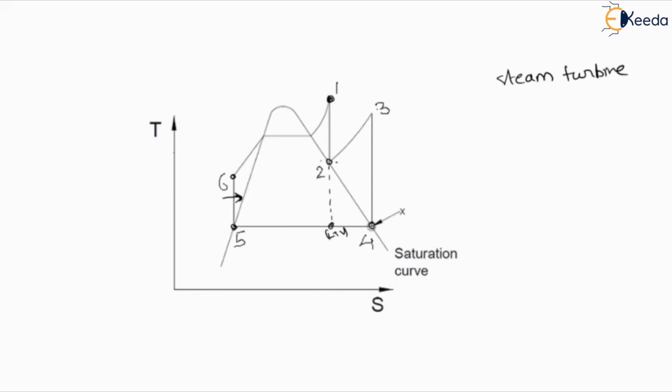Now to avoid this condition, what will we do? From point 2, we will reheat the steam again up to point 3. This particular process is also a constant pressure process. From this point the steam will start reheating; at this end the steam will be dry saturated, and at this end the steam will be in superheated condition. This process is the superheating process, so it will increase the temperature of the steam. And this is the ideal reheat process.